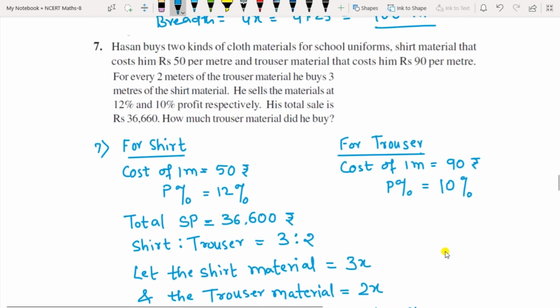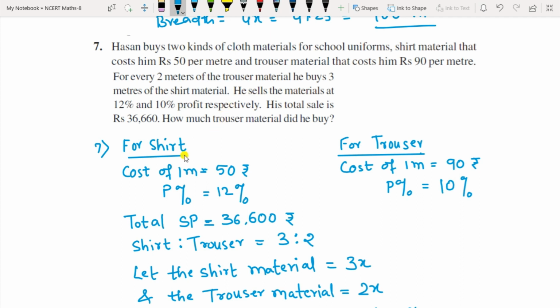Next question is, Hassan buys two kinds of cloth materials for school uniform. Shirt material costs 50 rupees per meter, and trouser material costs 90 rupees per meter. So this is for shirt and this is for trouser. Write the given thing, cost of 1 meter is 50 and here the cost of 1 meter was 90. Then he says that for every 2 meters of the trouser material he buys 3 meters of the shirt material. So shirt to trouser becomes 3:2.